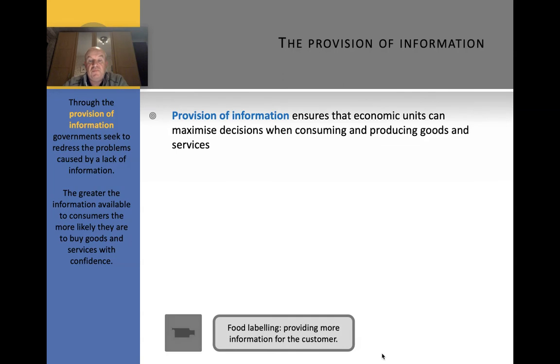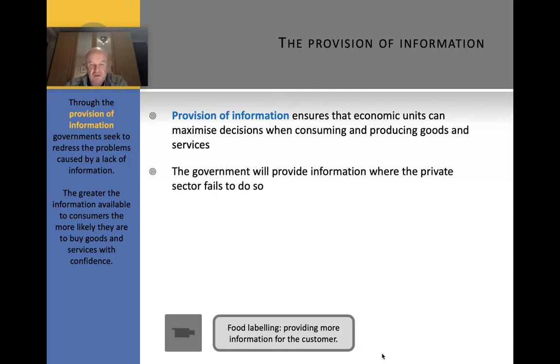And so both economic units, those that produce the goods and services, economic agents like firms and businesses, but also when we're consuming goods and services, that also in some cases may not necessarily be based on the full information that we need. So where the private sector fails to do this, the government will step in and provide this extra information in a number of different areas.